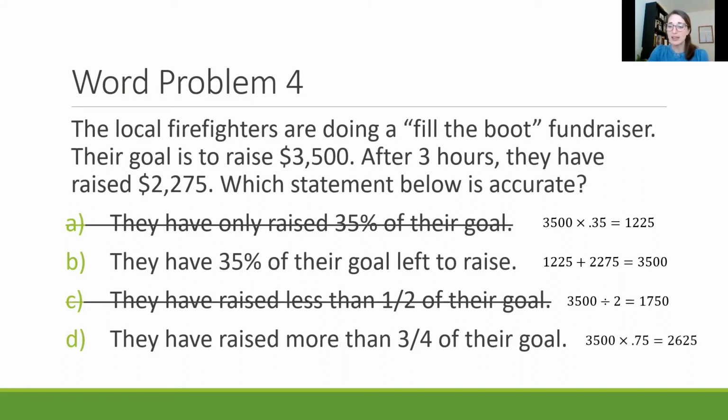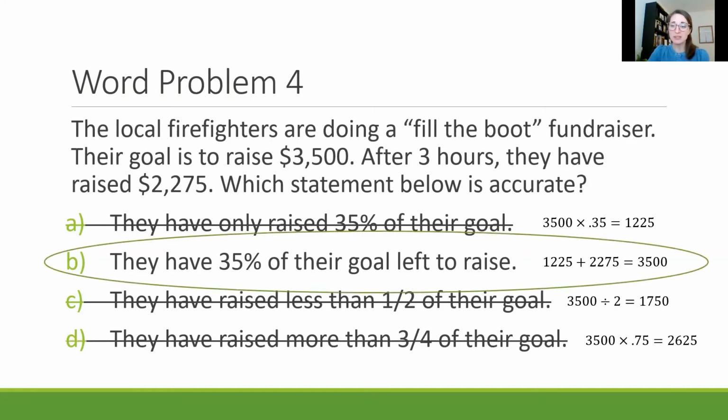And for our last one, it says they have raised more than 3/4 of their goal. So 3,500, to figure out what 3/4 of that amount is, we would just multiply it by the decimal form, 0.75. We get 2,625. So if they've raised more than 2,625, then our current amount should be higher than that. But unfortunately, it's not. They've only raised 2,275, which is less than that 3/4 amount. So D is not going to work. So that means that our only remaining option will be B, the one that we found earlier that definitely makes sense in this context and matches with the math.